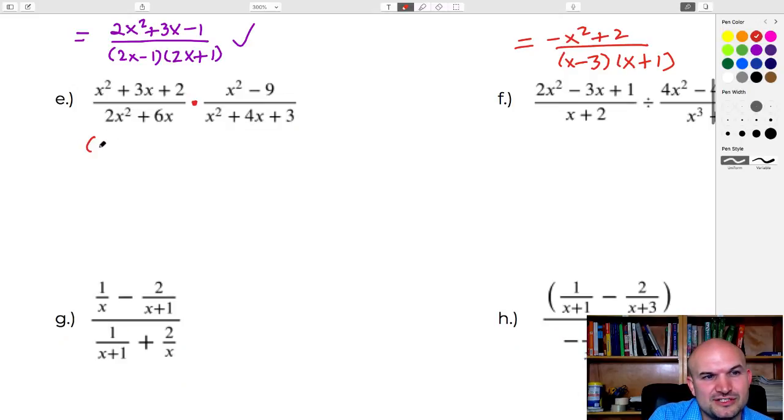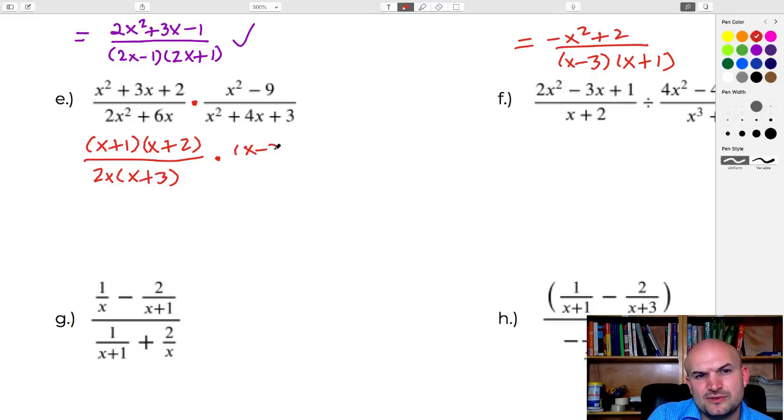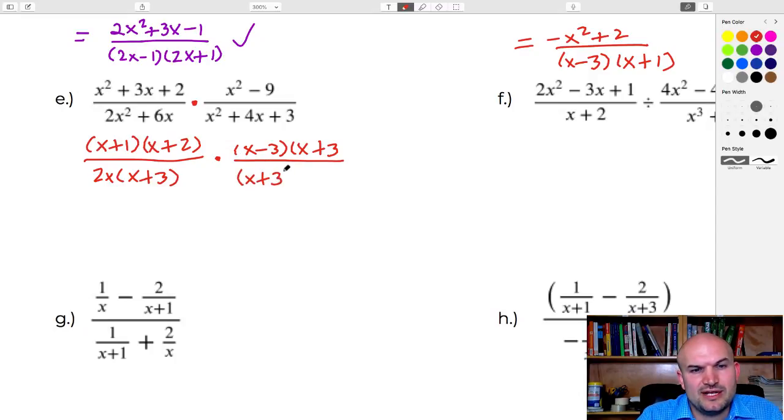So this can be factored into x plus 1 times x plus 2. Here I can factor out a 2x. So by factoring out a 2x, I get x plus 3. Here I can factor this into x minus 3 times x plus 3, which is difference of two squares. And then this can be factored into x plus 3 times x plus 1.